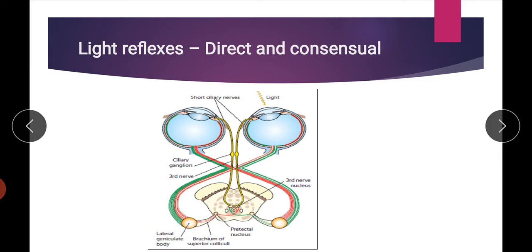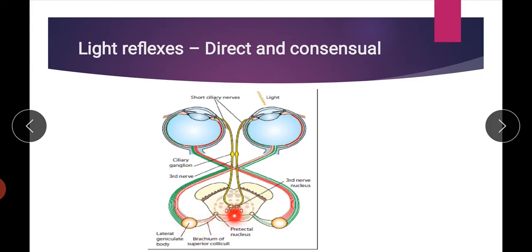So when we impinge light on a single eye, constriction of the pupil occurs in that eye, that is the direct light reflex. Simultaneously constriction also occurs in the opposite eye, known as the consensual or indirect light reflex. Now we see the pathway for this light reflex. The light focuses on the retina, from the retina the signal goes up to the lateral geniculate body, and from there the signals go to the pretectal nuclei.